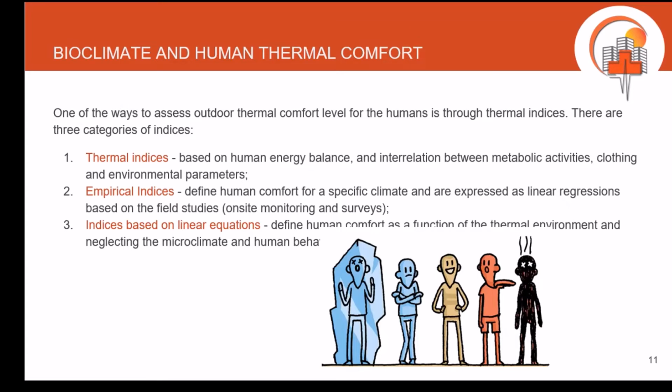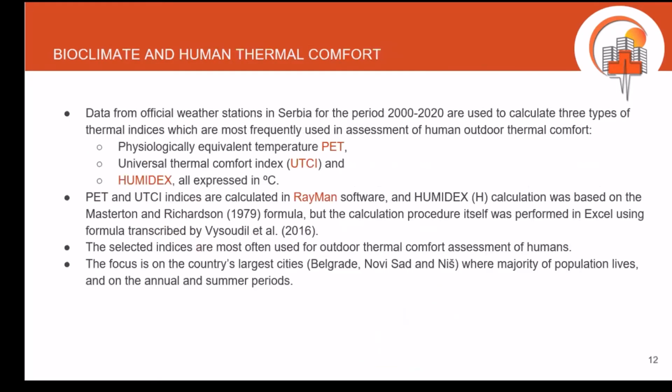Today, we will present two thermal indices, PET and UTCI, and they're calculated through a software, and we are presenting one index that is based on linear equations, so it doesn't take into account this broader context. We use data from the official weather stations of Serbia from 2000 to 2020 to calculate these three indices that I already mentioned. The software that calculates the PET and UTCI indices is called RayMan.